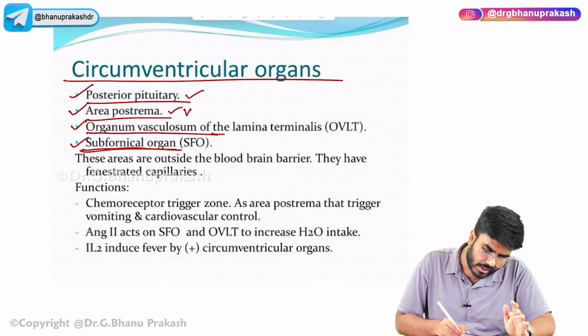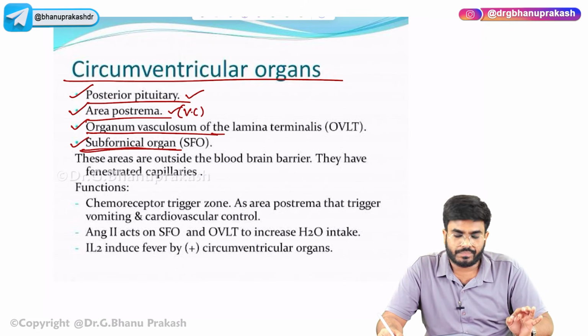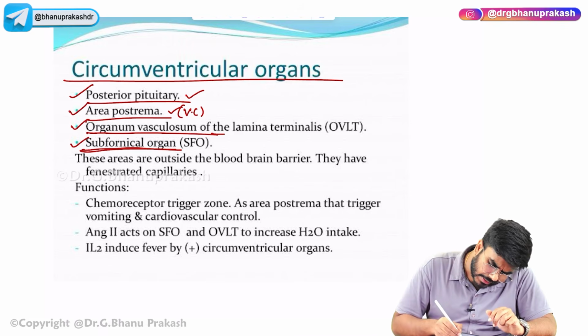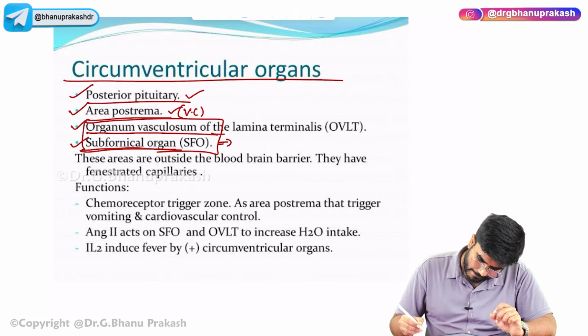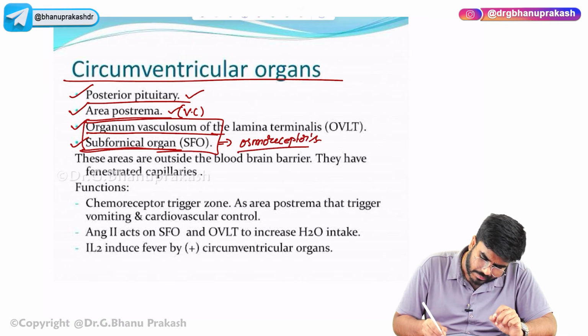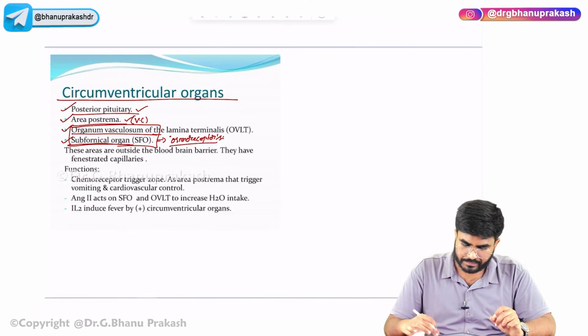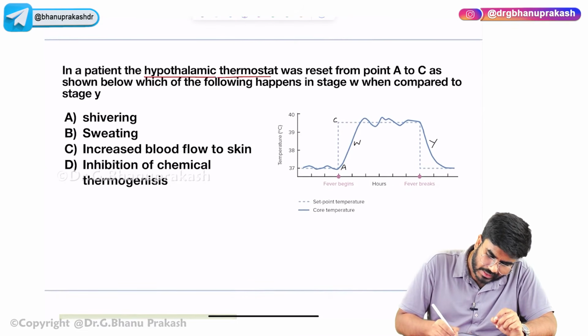The area postrema is your vomiting center. And the organum vasculosum and subfornical organ are your osmoreceptors. In these areas there are osmoreceptors present. They check the blood osmolarity, the plasma osmolarity.